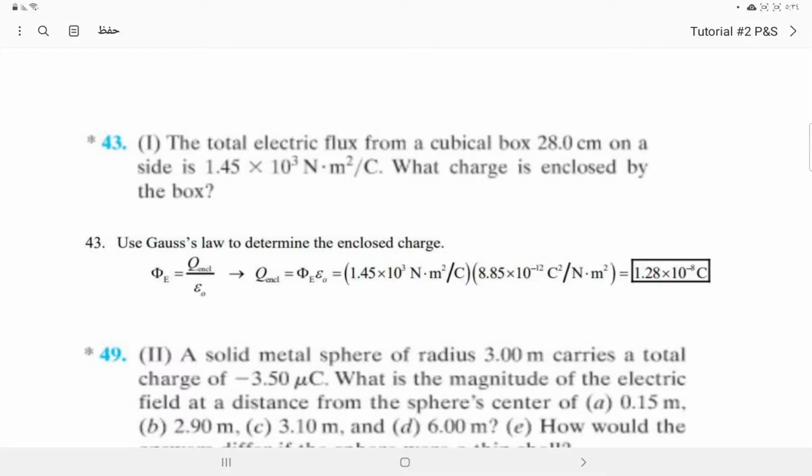Let's now move to question number 43. The total electric flux from a cubical box. They gave us the length of one side of that box. So we have a cubical box, it's like a cube. So we have this cube here. One side of that is just 28 centimeters.